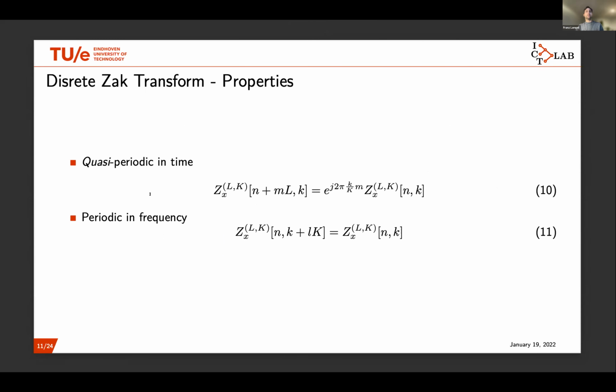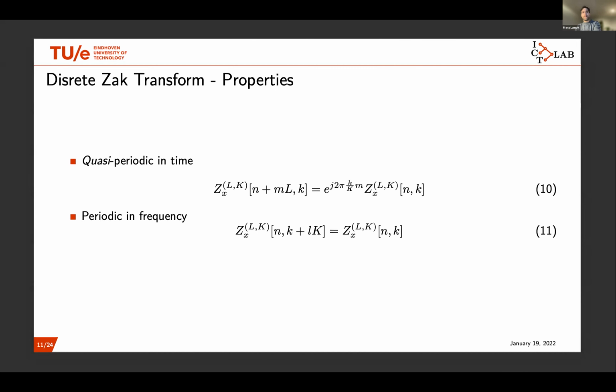And moreover, it's periodic in frequency. Those two properties are quite intuitive. Since it is the discrete Fourier transform, and the discrete Fourier transform is itself periodic in the frequency domain, this will give you this property. And here we look at a shifted version of the subsampled sequence, and a shift in time corresponds to a linear phase in the frequency domain, which gives you this property.